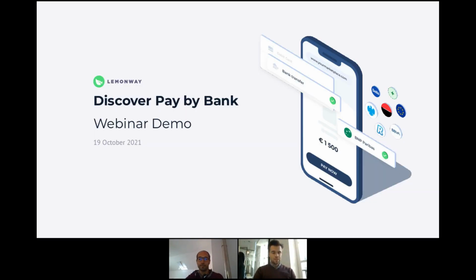As you may have seen through different communications, Lemonway have just released what we call the Pay by Bank option, which is a new way to process your bank transfer, a much more modern, much smoother way of processing bank transfer within your marketplaces. I'm going to explain in detail what it means, how that works, and Kinan will start explaining what it takes to implement such a solution.